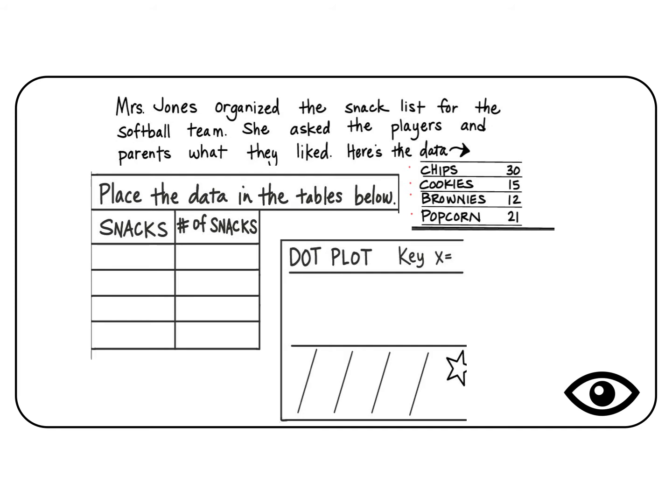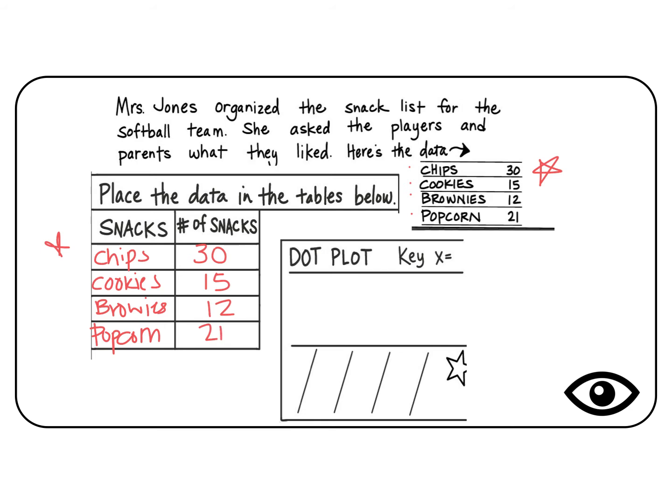So in order to organize that data into a graph, we're going to look at how often, the frequency, something comes up. We're going to take our data from this table over here and move it into a data table over here. Our first one is chips, and chips had 30 people. Our next one was cookies, and cookies had 15. Our next one was brownies, and that had 12. And our last one was popcorn, and it had 21.